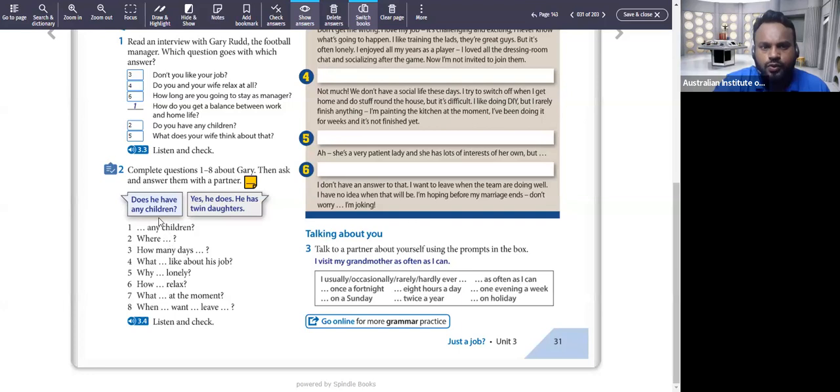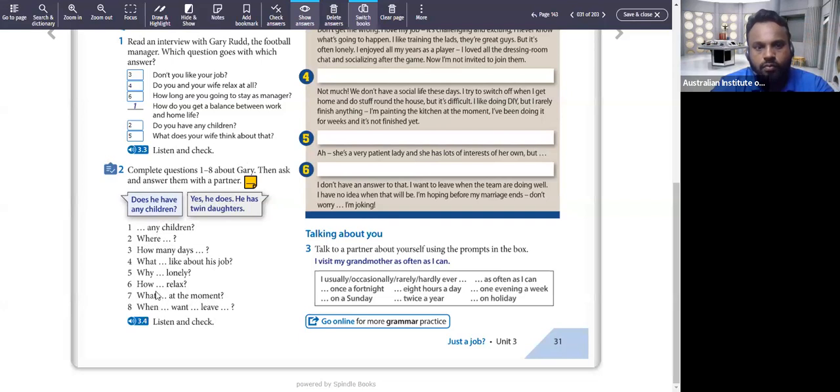Does he have any children? Yes, he does. He has twin daughters. Now, about Gary, based on what we just learned, we're going to do this question and answer. Since we don't have enough students today, I'm going to work with you. So I'm going to ask you a question. You have to answer, okay? So, any children?